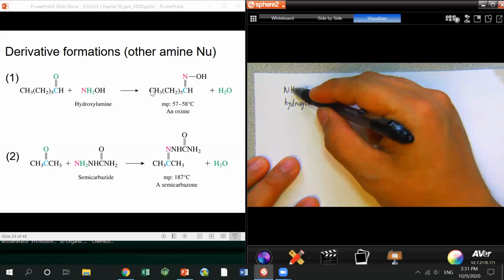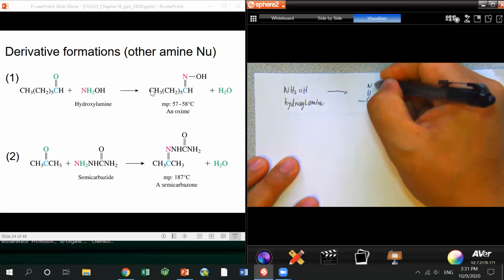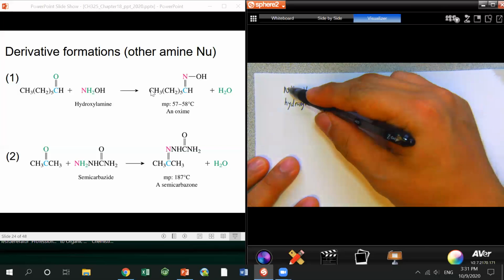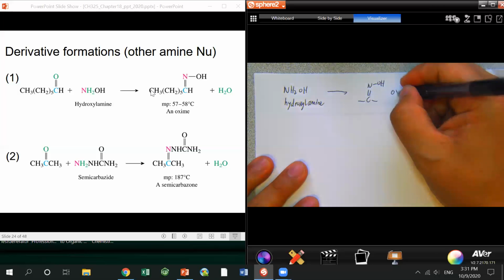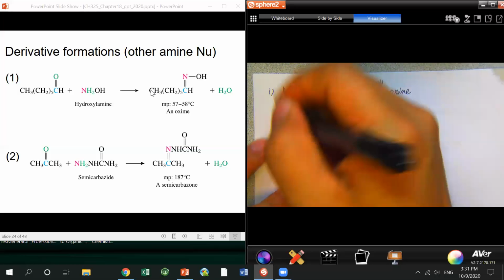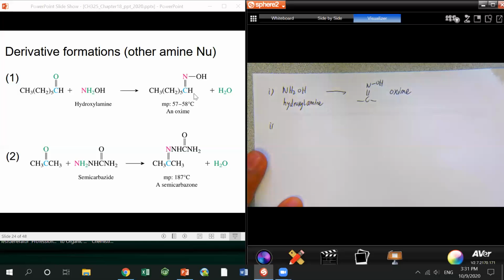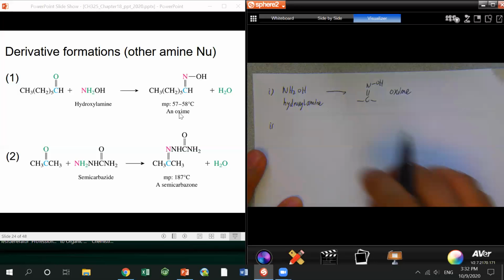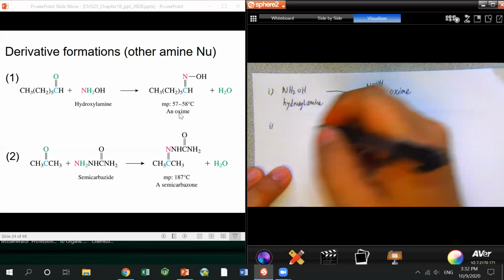Again the two hydrogens are gone and we build up a C=N double bond. This part comes from the aldehyde or ketone, and whatever else is attached to the nitrogen is still here, so that's the OH. This one we call an oxime. That's the first one. The example shown here is a long carbon chain aldehyde reacting with hydroxylamine to give an oxime.